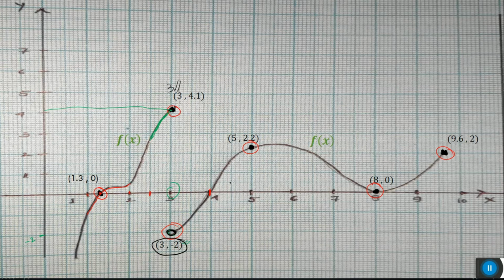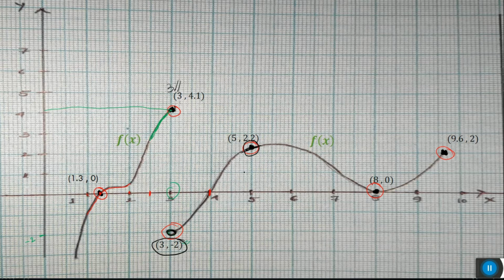Now you can see at this point x is 5 and y is 2.2. Y is plotted here, x is plotted here. So you can see the function doesn't break, so I can say this is continuous. Here also you can say continuous. So the idea is clear about continuity.